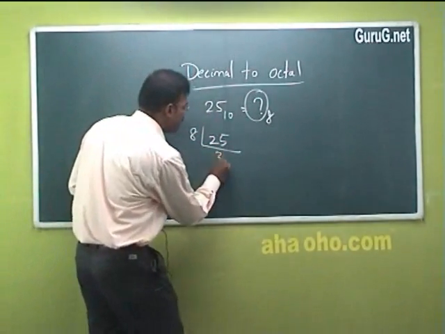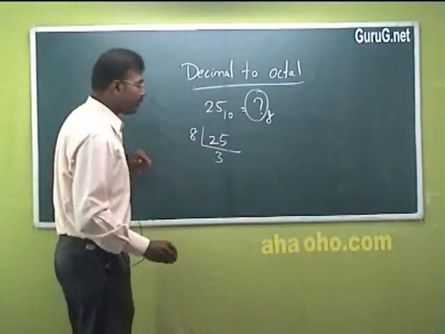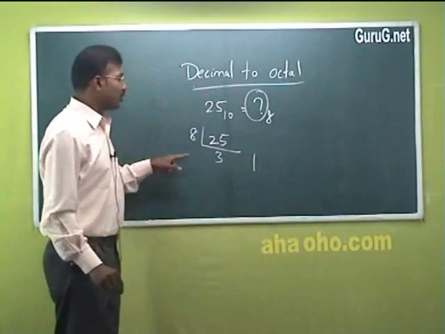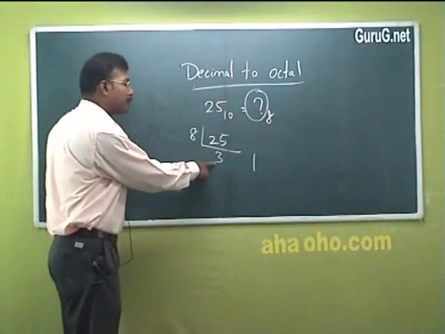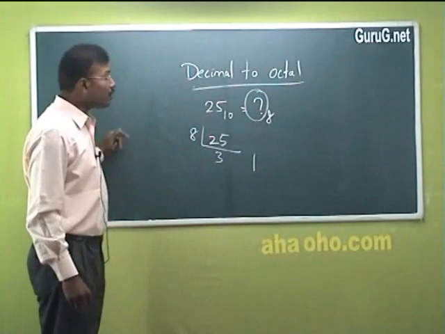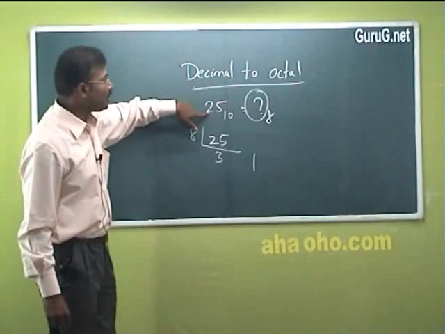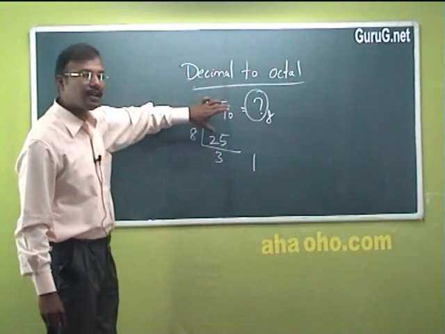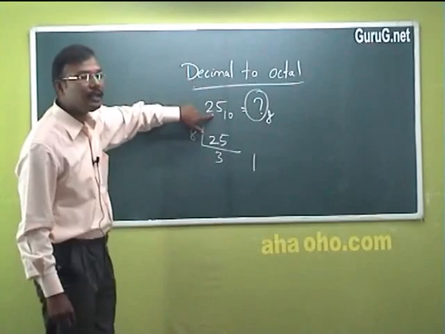So the quotient will be 3. Okay, what will be the remainder? The remainder will be 1. And you can see further you cannot divide this value by 8. So the equivalent octal value of decimal 25 will be 31.